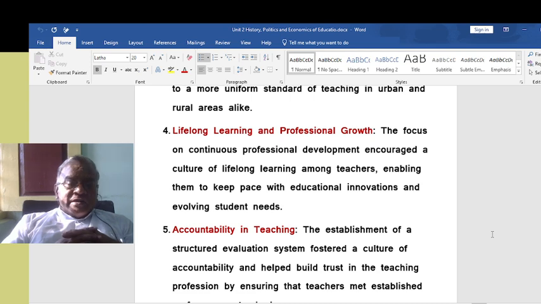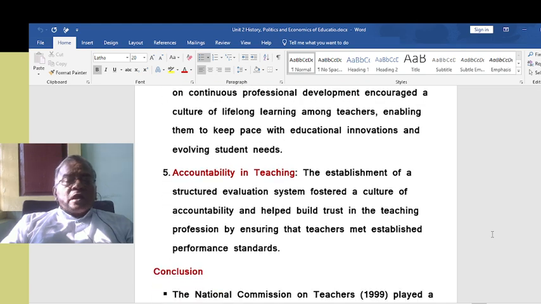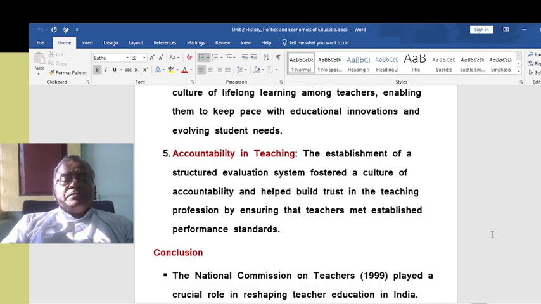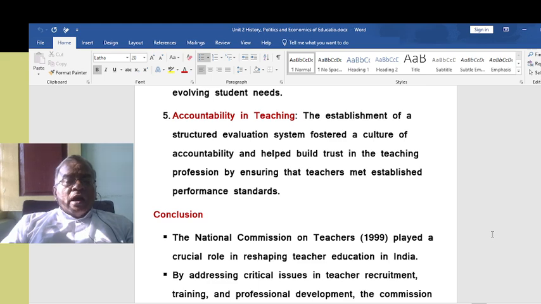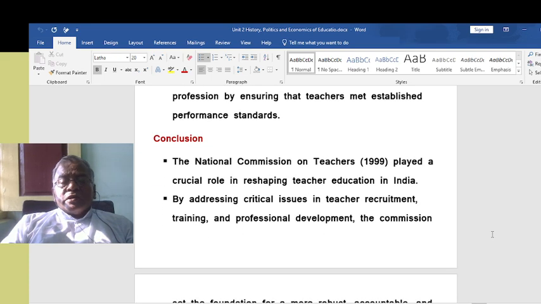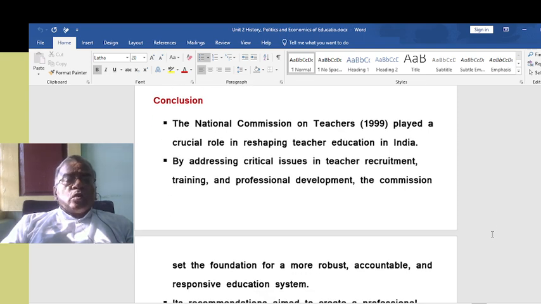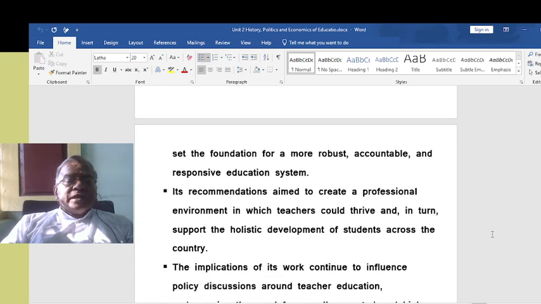Then accountability in teaching. The establishment of a structured evaluation system fostered a culture of accountability and helped to build trust in the teaching profession by ensuring that teachers met established performance standards. What you could give as the concluding remarks. The National Commission on Teachers played a crucial role in reshaping teacher education in India. By addressing critical issues in teacher recruitment, training, and professional development, the Commission set the foundation for a more robust, accountable, and responsive education system.